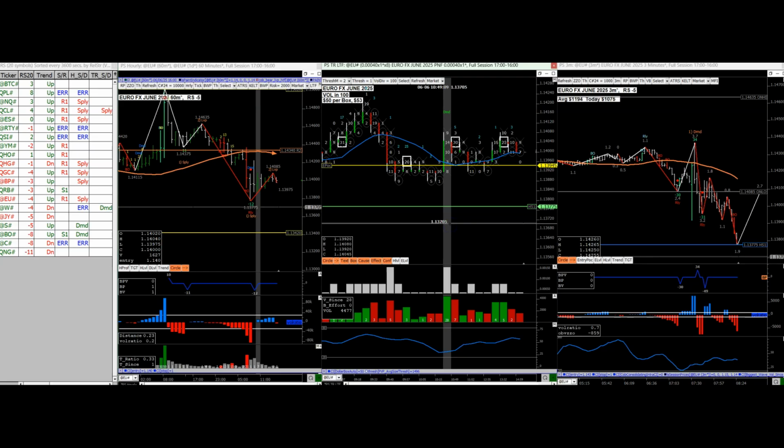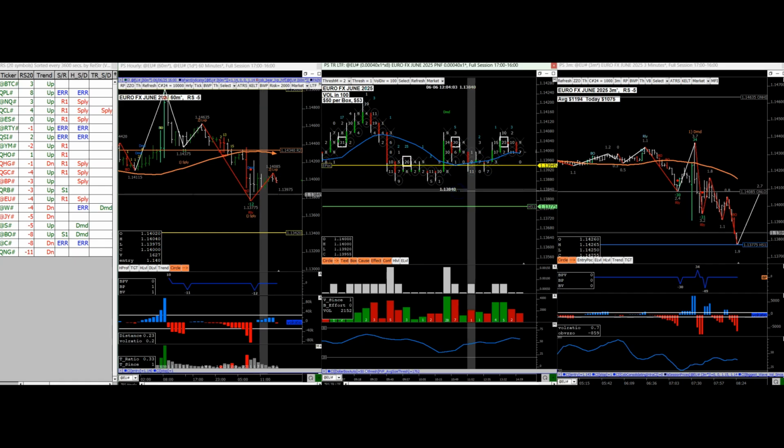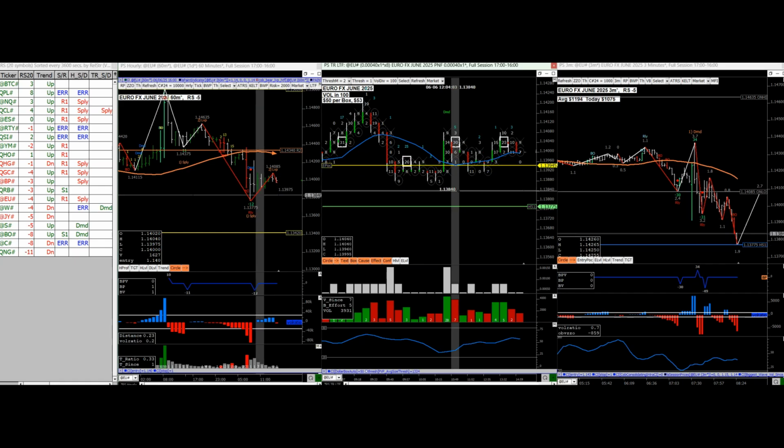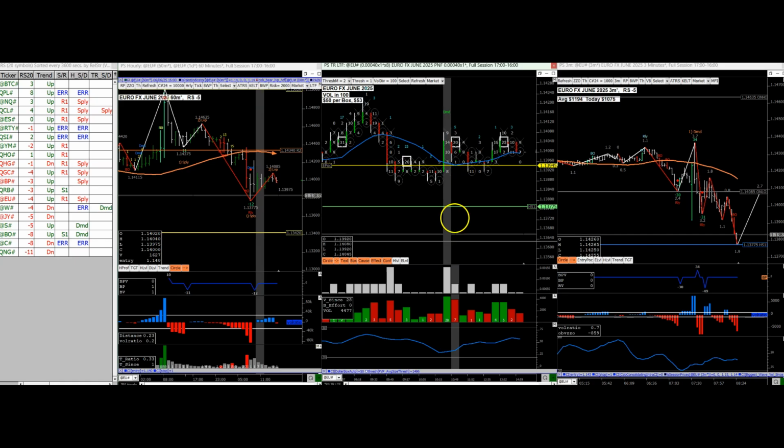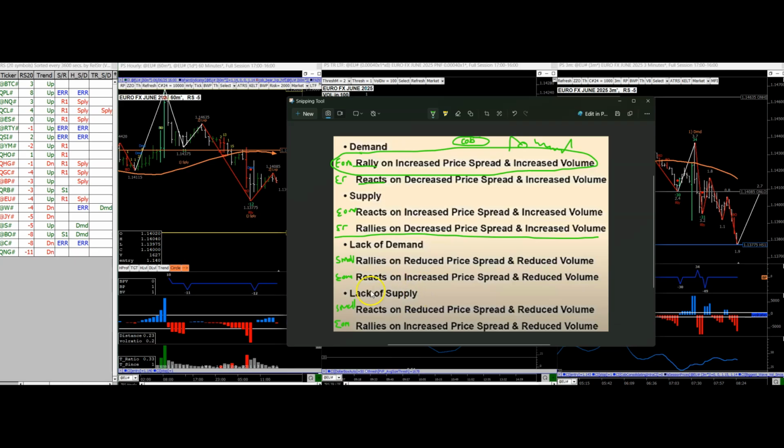Now, typically, once I see demand, I want in. But sometimes you want to wait for the other rule to kick in, which is lack of supply, meaning after demand, what you're supposed to do is wait for a lack of supply. Lack of supply means that it reacts on reduced price and reduced volume.